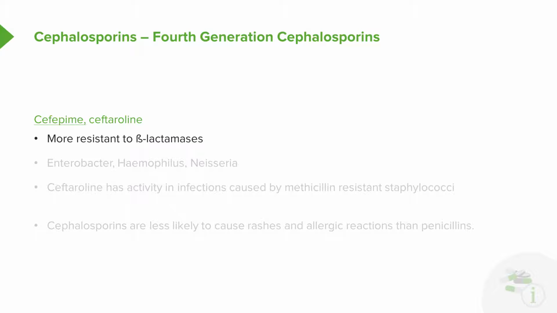Let's move on to the fourth generation cephalosporins. So cefepime is your prototypical agent, and notice that I've underlined it because it's a drug that I want you to know. These are more resistant to the beta-lactamases, and they're also active against Enterobacter, Haemophilus, and Neisseria. Ceftaroline has activity in infections caused by methicillin-resistant staphylococci, so we sometimes use it in that case.